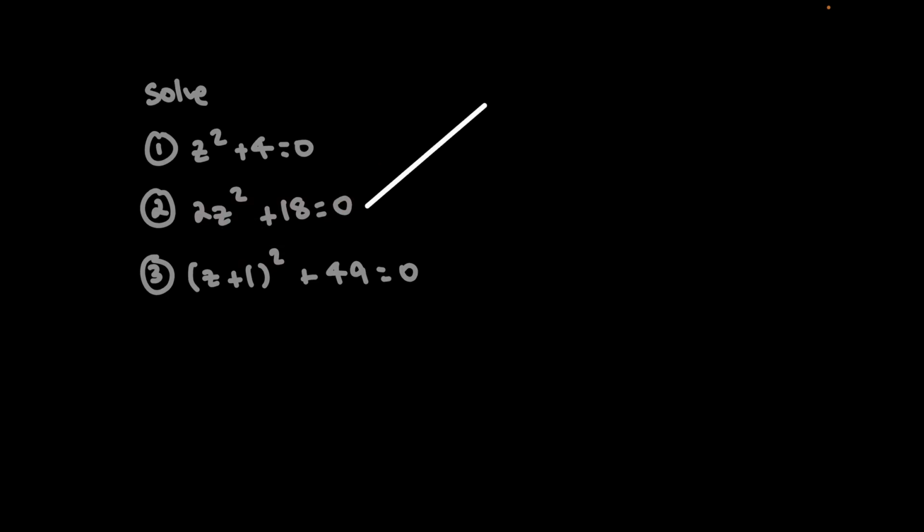So now we're going to do the exact same thing we did before. Solve it like any other normal equation. So I'm going to first divide both sides by 2. And what I get is z squared plus 9 equals 0. Minus 9 from both sides. And then I'm going to square root both sides.